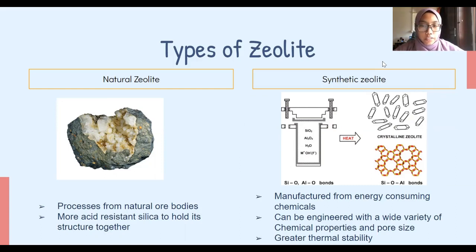Next is synthetic zeolites, which are manufactured from energy-consuming chemicals, and they can also be engineered with a wide variety of chemical properties and pore sizes. Synthetic zeolites usually have greater thermal stability.